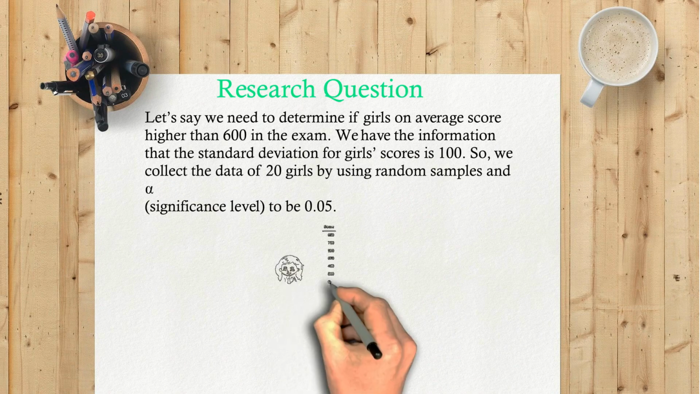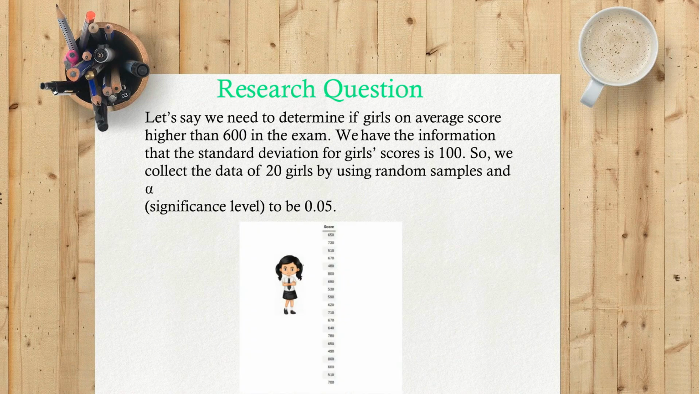Research question. Let's say we need to determine if girls on average score higher than 600 in the exam. We have the information that the standard deviation for girls' scores is 100. So, we collect the data of 20 girls by using random samples and record their marks. Finally, we also set our significance level to be 0.05.